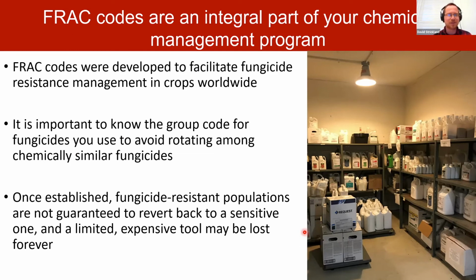It might be easy to use the same product over and over and over, but you're going to be better served in the long run by buying a handful of products with different FRAC codes and making sure that you're using them in rotation all season long. Once you've established fungicide resistant populations in your field or orchard, it's not guaranteed that they're ever going to go back to being a sensitive version of themselves. And you're going to have lost a very limited, expensive tool, not only for yourself, but for those who come after you to grow in those locations.